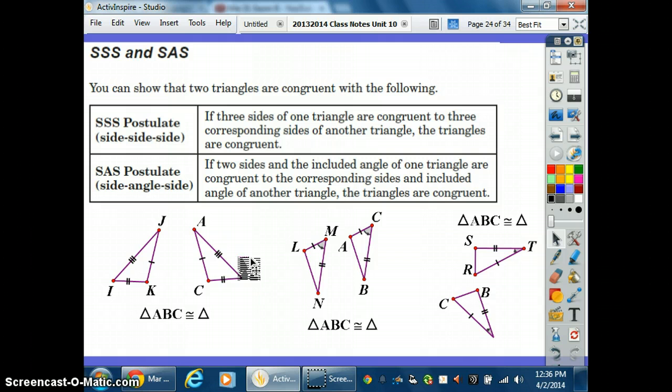We're going to look at those two postulates, side, side, side, and side, angle, side. This is how you can show that two triangles are congruent. Side, side, side postulate: if three sides of one triangle are congruent to the corresponding three sides of another triangle, yes, the triangles are congruent. And side, angle, side: if two sides and the included angle of one triangle are congruent to the corresponding sides and included angle of another triangle, the triangles are congruent.